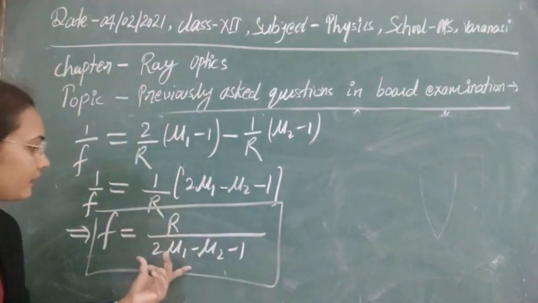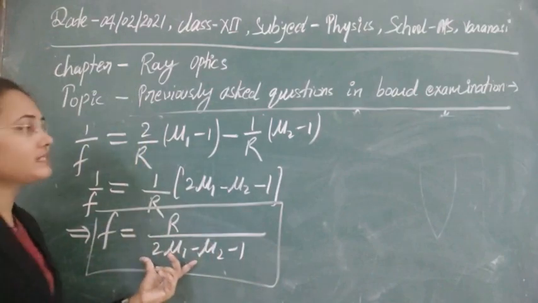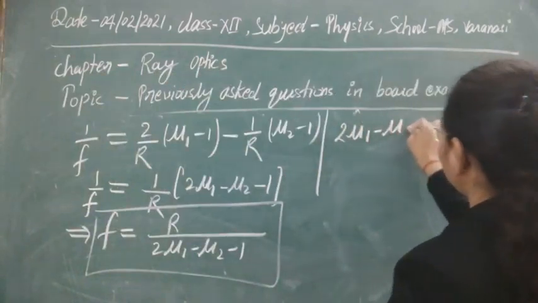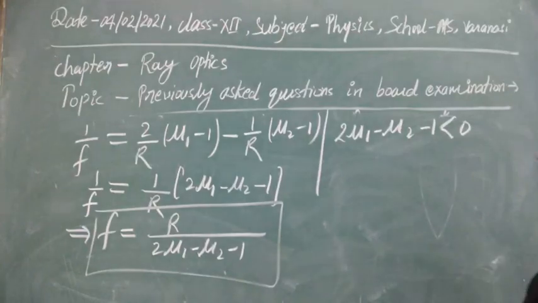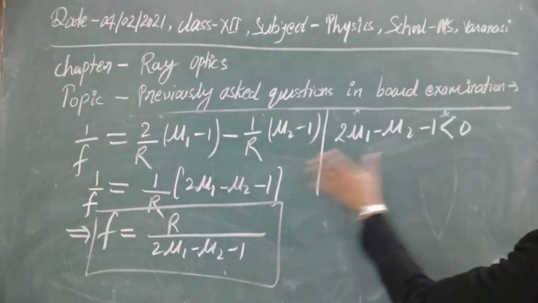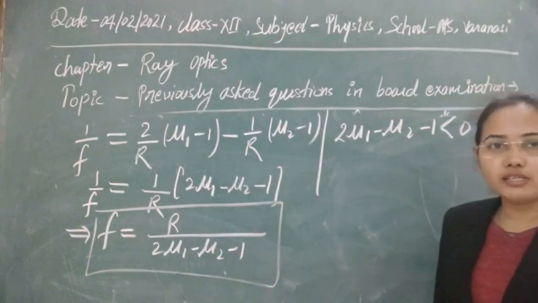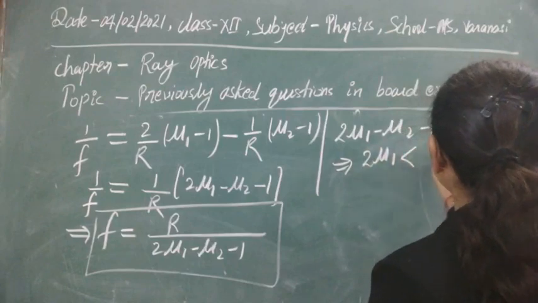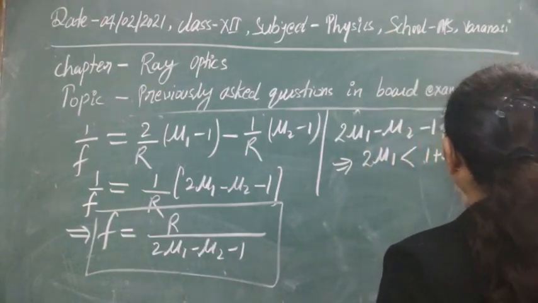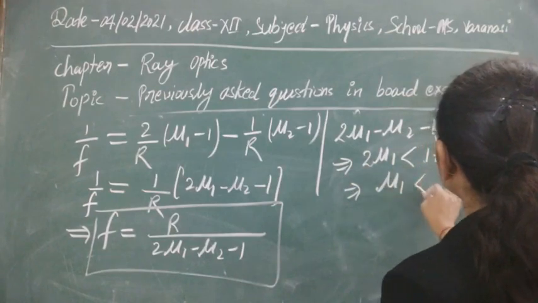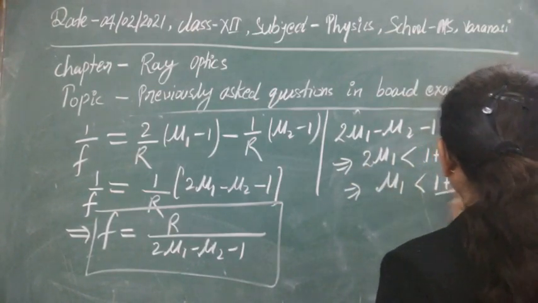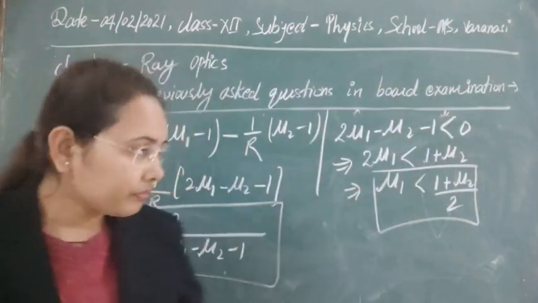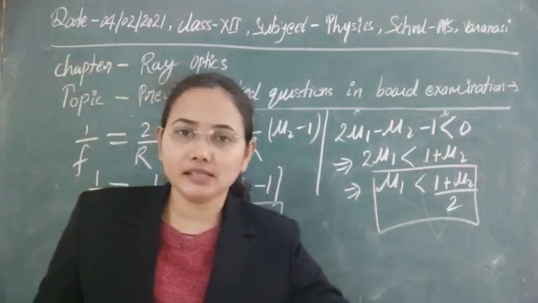To make it negative, the denominator should be negative, or less than 0. So we write 2 mu1 minus mu2 minus 1 should be less than 0 for this combination to be a diverging lens. If you solve it, 2 mu1 is less than or equal to 1 plus mu2, or mu1 is less than or equal to (1 plus mu2) divided by 2. When this condition is fulfilled, this combination will act as a diverging lens.